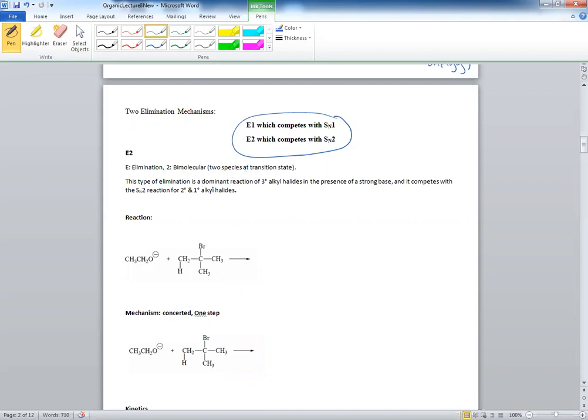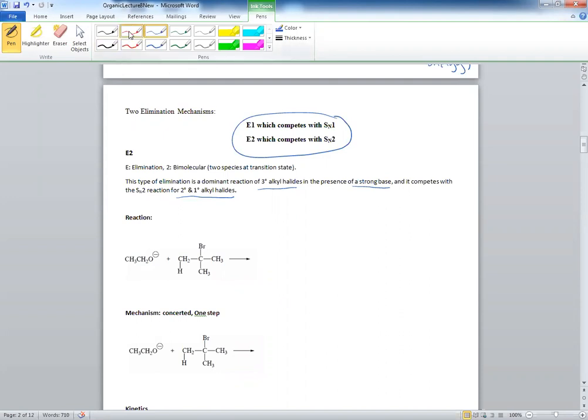This type of elimination is the dominant reaction of tertiary alkyl halides in the presence of a strong base, and it competes with SN2 for secondary and primary alkyl halides. So if it's tertiary, you don't have to worry about SN2. It's just going to be E2 as long as you have a strong base. But if it's secondary or primary, then you actually have to take into account that it's competing with an SN2 reaction. So let's take a look here.